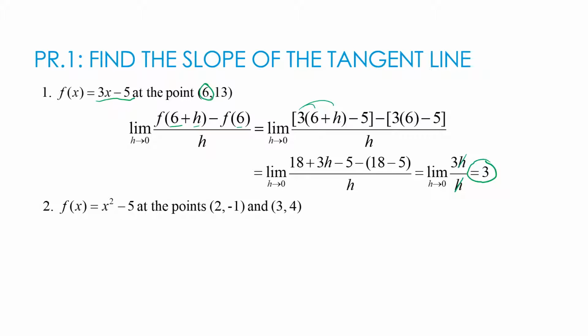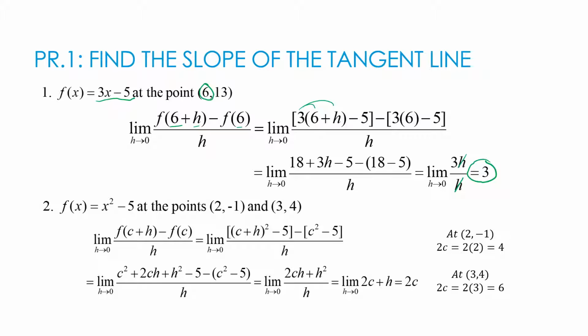which means that the slope of the tangent line at the point 6, 13 is 3. For my second example, I would use method 2. And for method 2, again, I'm going to use c instead of 2 or 3. And I'm going to simply find whatever it is, and it turns out to be 2c. So find whatever my slope is in general in relationship to the x that I'm plugging in. And then, of course, I would plug in the x values of 2 and 3 to find my solutions of 4 and 6.